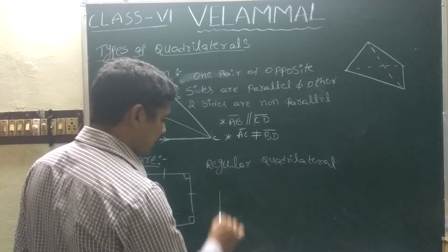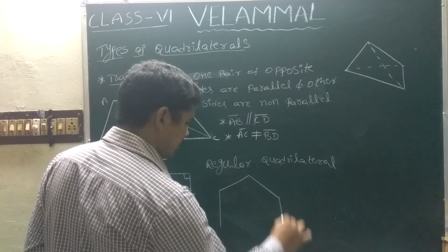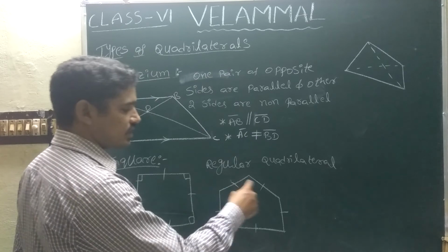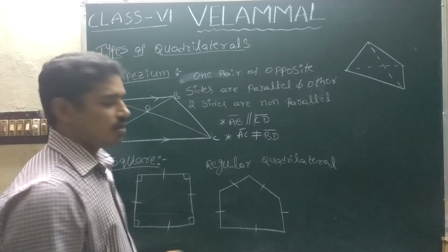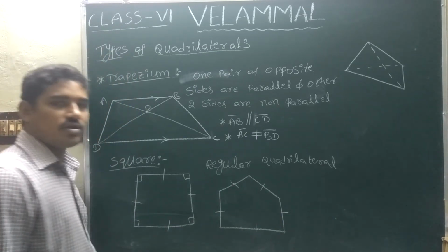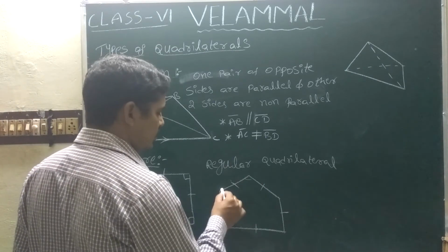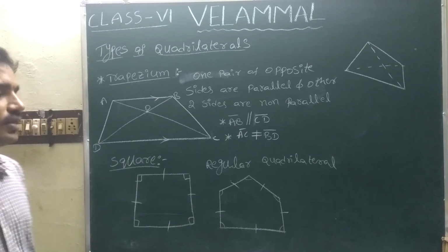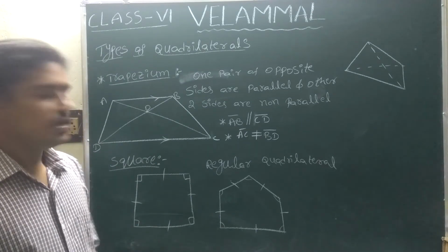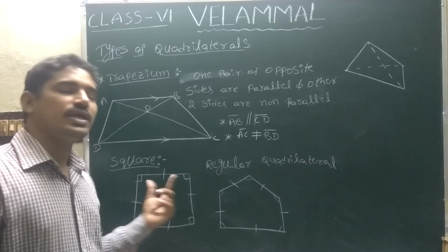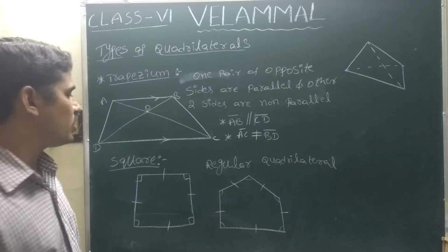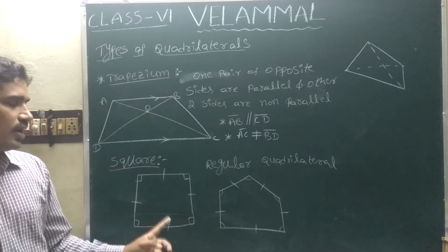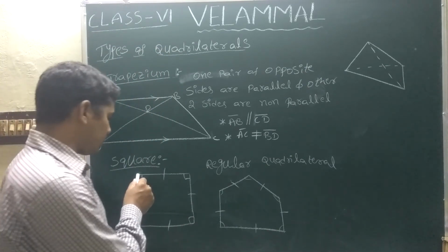Or else if we have a pentagon like this, in this if all sides are equal, then this is called a regular pentagon. Here all angles also will be equal. And if six sides are there, all six sides equal, then that is called a regular hexagon. So regular in the sense all sides must be equal and all angles must be equal, that is called a regular.